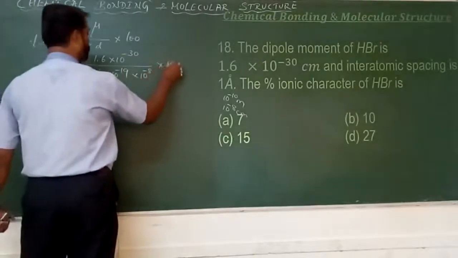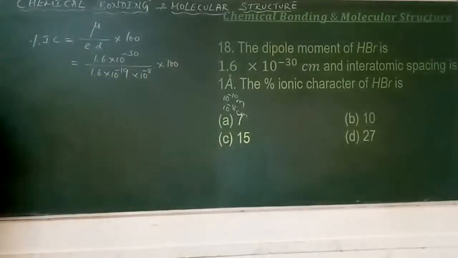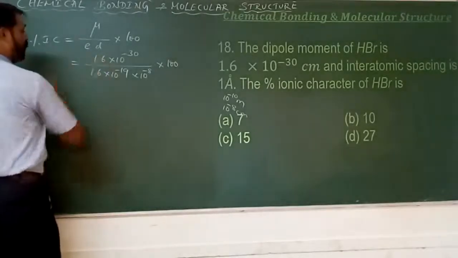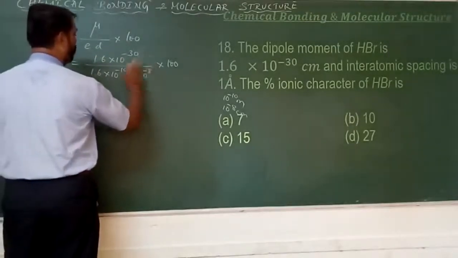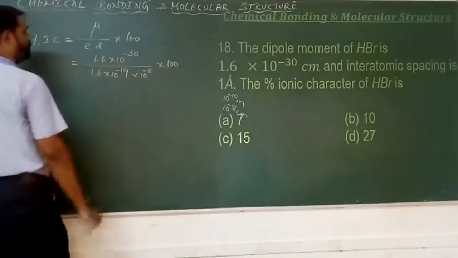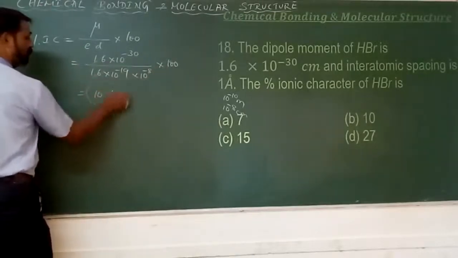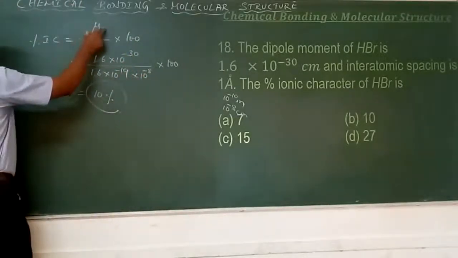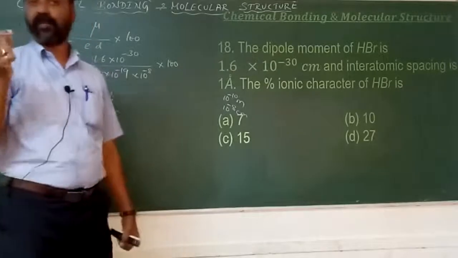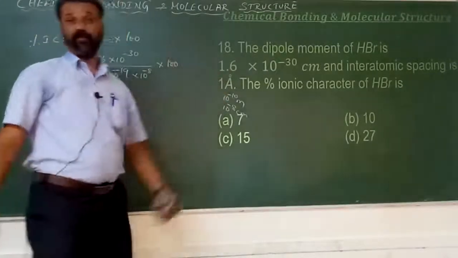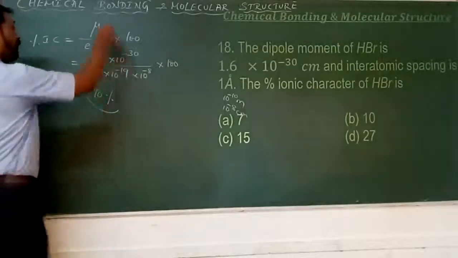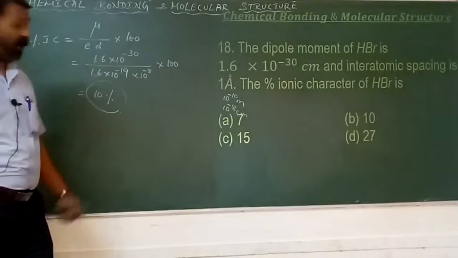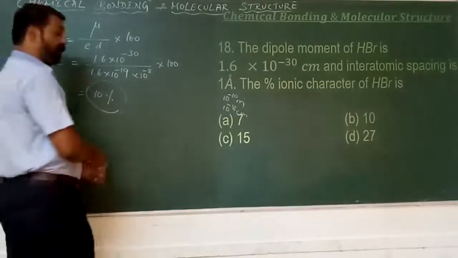Into, if I want the percentage, which is 100. So what happens when I simplify that? Here 1.6, 1.6 gets cancelled. Minus 28 actually, this is minus 27. If I simplify that, the dipole moment of the substance is given along with the interatomic space, given as how much angstrom? 1 angstrom. Then the percentage of ionic character is given by the formula dipole moment divided by charge into the distance, into percentage, which is 100. And on simplification, I am getting how much percent here? It is 10%. Okay.